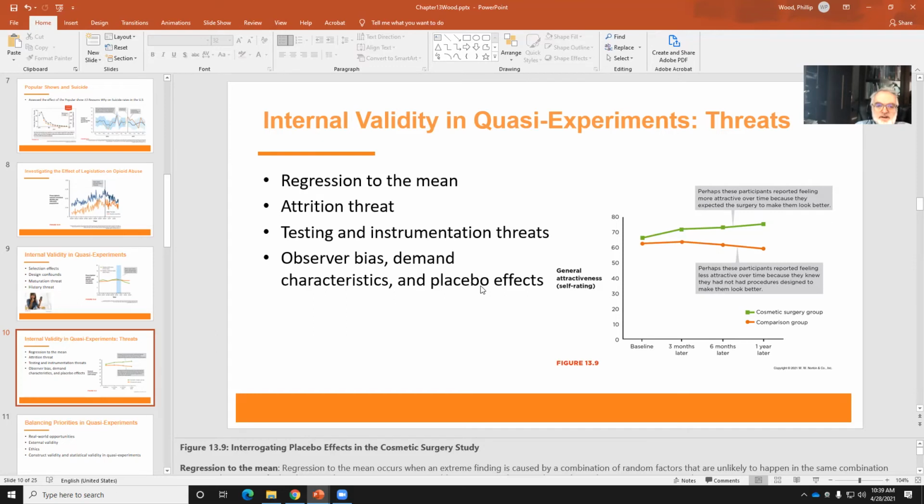But the moral of this slide is if you have a quasi-experiment, all of the reasons why internal validity could be a problem are still an issue for you.